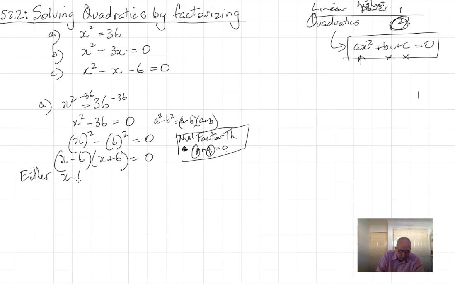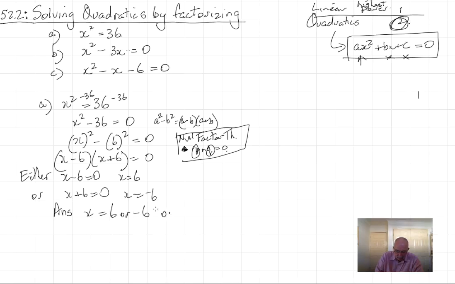Either x minus 6 equals 0. Now that's a nice little linear equation you can solve. Add 6 to both sides and you get x equals 6. So 6 will make the first bracket equal to 0, or the second bracket is equal to 0. And then we get x equals, take 6 from both sides, so negative 6. So if you put x equals 6 in the first equation, you want to do a check. 6 squared is 36. Negative 6 times negative 6 is also 36. So our answer is x equals 6 or negative 6.